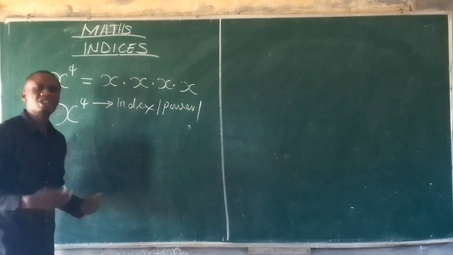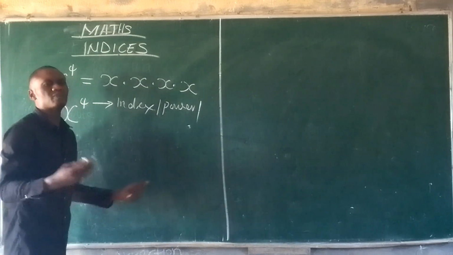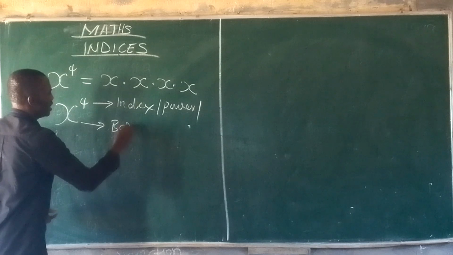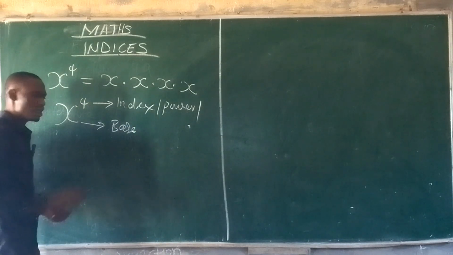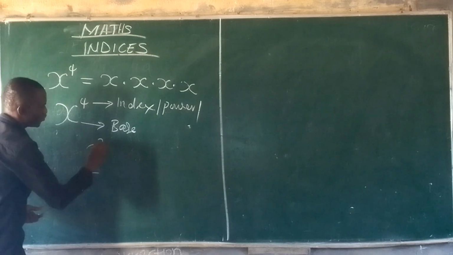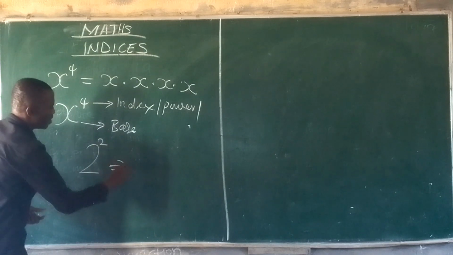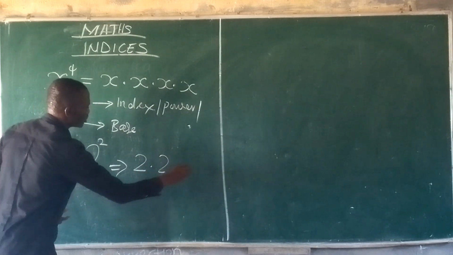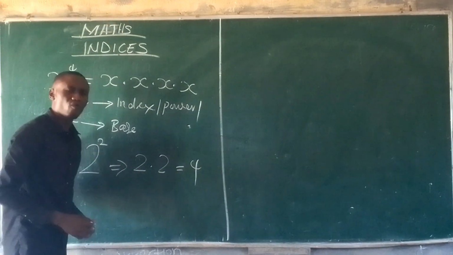You can also call it degree. You can also call it exponential. But this is the base. For instance, if we have 2 to the power of 2, this simply means 2 times 2. And 2 times 2 is going to give you 4.